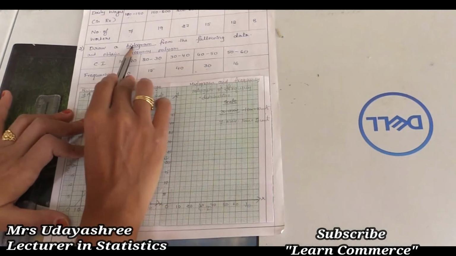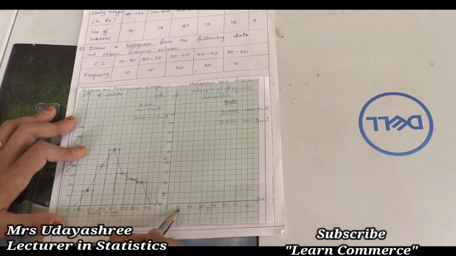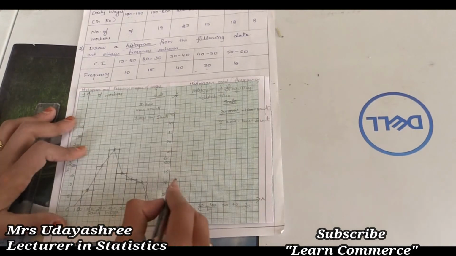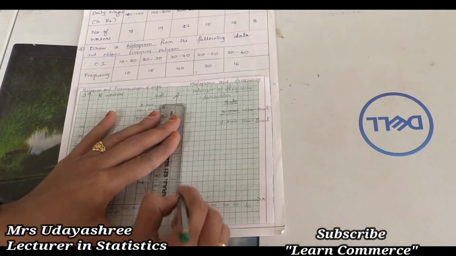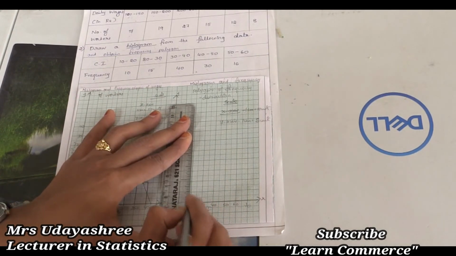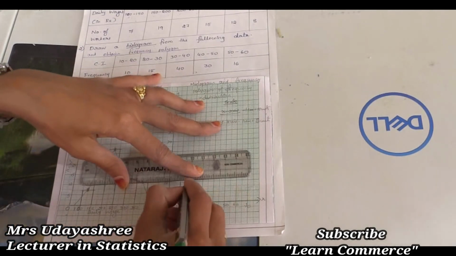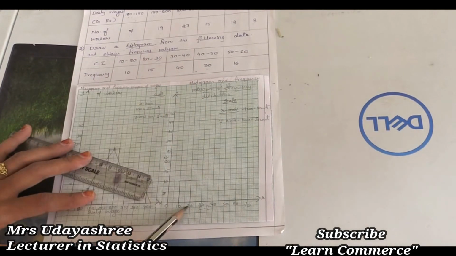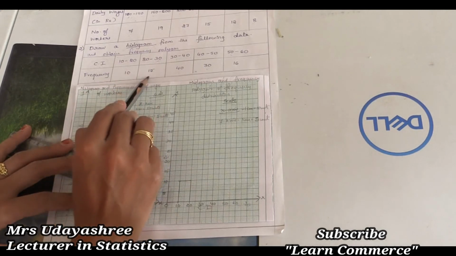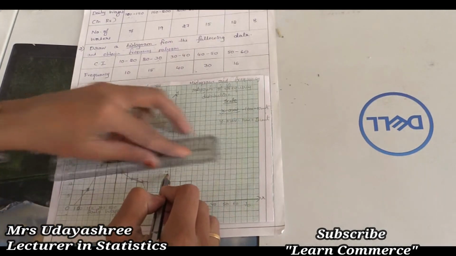So first we need to draw histogram. See the first class, that is 10 to 20, the frequency is 10. So 10 is here. So here we need to draw one rectangle like this. Next 20 to 30, corresponding frequency 15. So 15 is here.